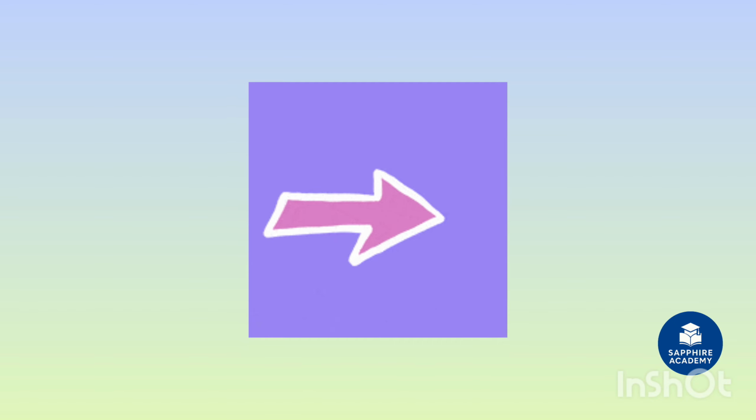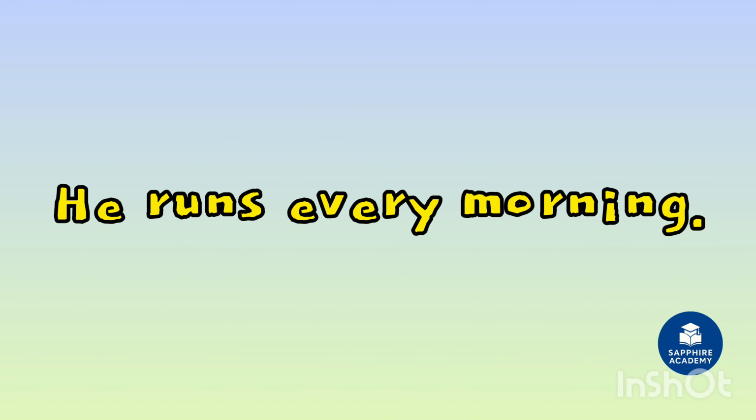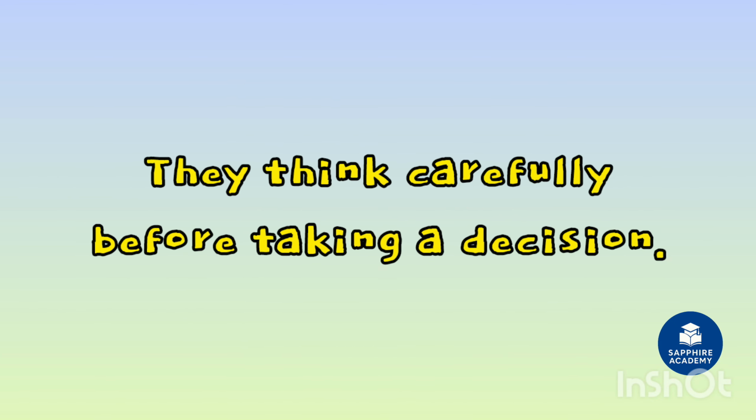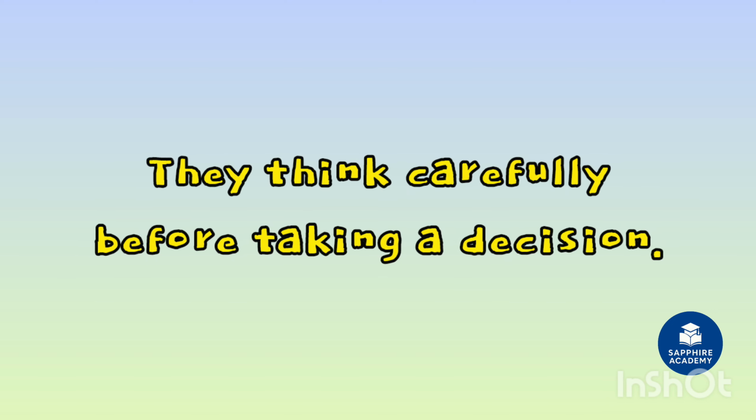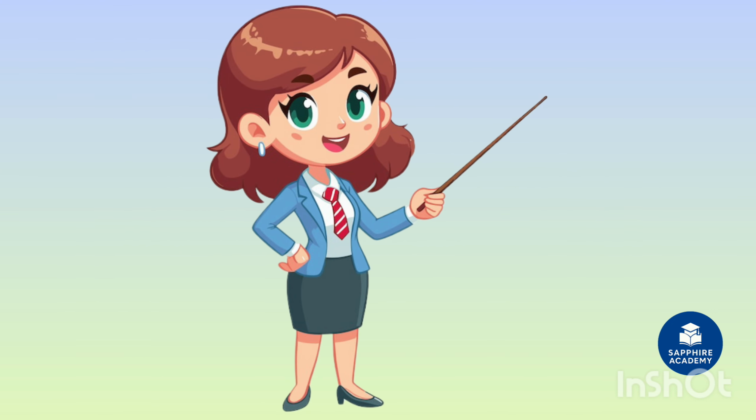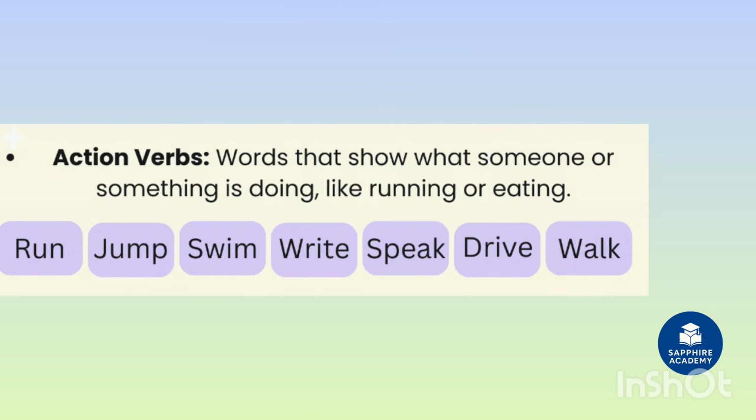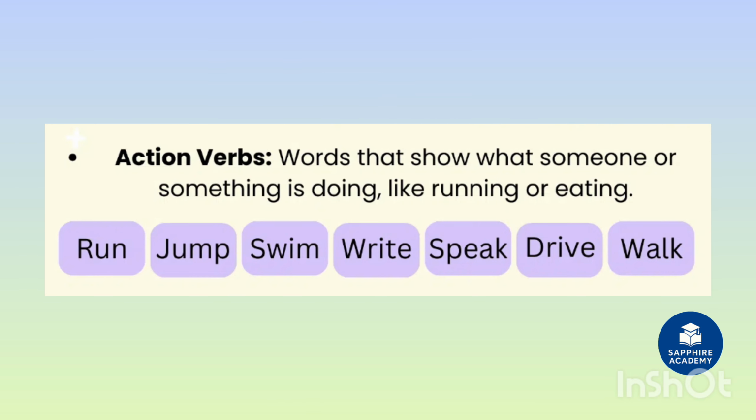For example, he runs every morning. Next is, they think carefully before making a decision. In these sentences, the verbs runs and think clearly indicate the action performed by the subject. Therefore, it is evident that action verbs are responsible for showing activity, movement, or mental effort.